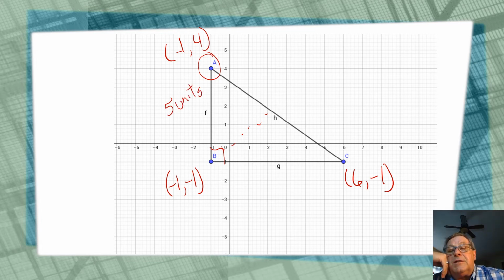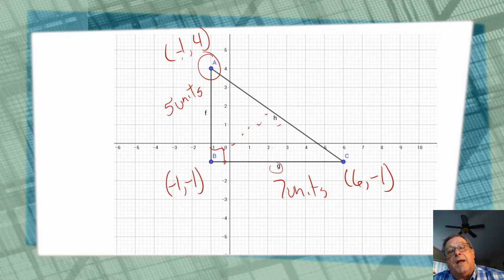And G here, this leg, I can count again: 1, 2, 3, 4, 5, 6, 7. That's 7 units. But I can't count this segment AC, which is labeled here as H, because even though the endpoints fall on grid lines, it's not a straight line. It's not either vertical or horizontal. If it was vertical or horizontal, I could count, but it's not.